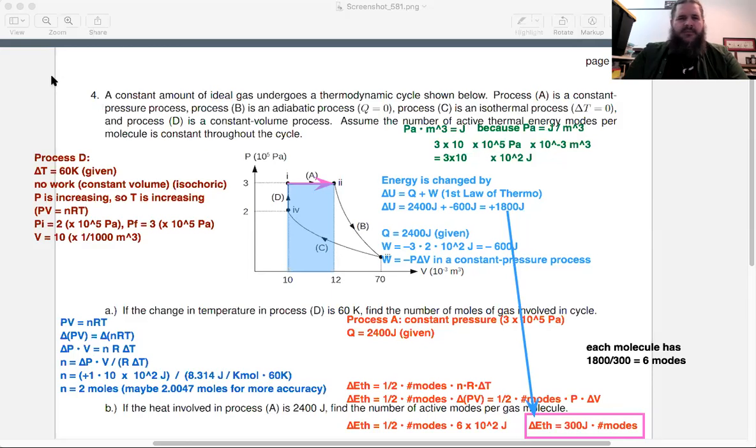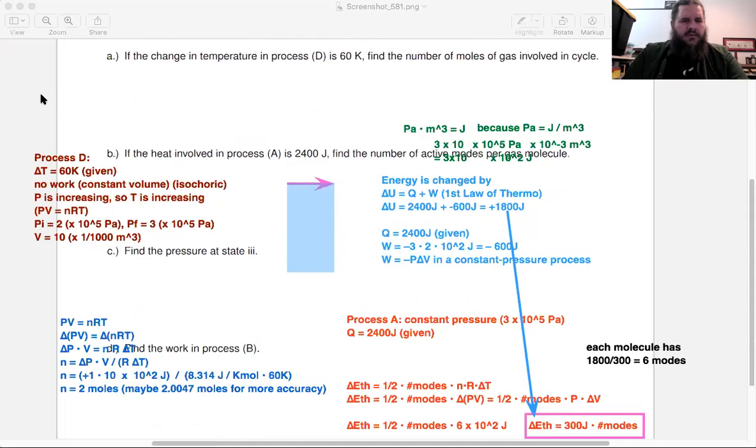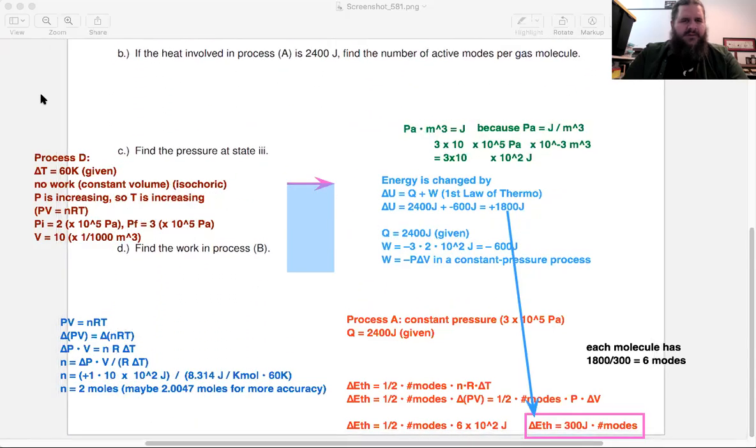You're welcome. Any other questions on that one? And looks like there's a couple other questions to deal with. Find the pressure at state 3 and the work in process B. Let me make a note of that and scroll up. C, pressure 3 equals; D, work B equals. All right, let's try those.